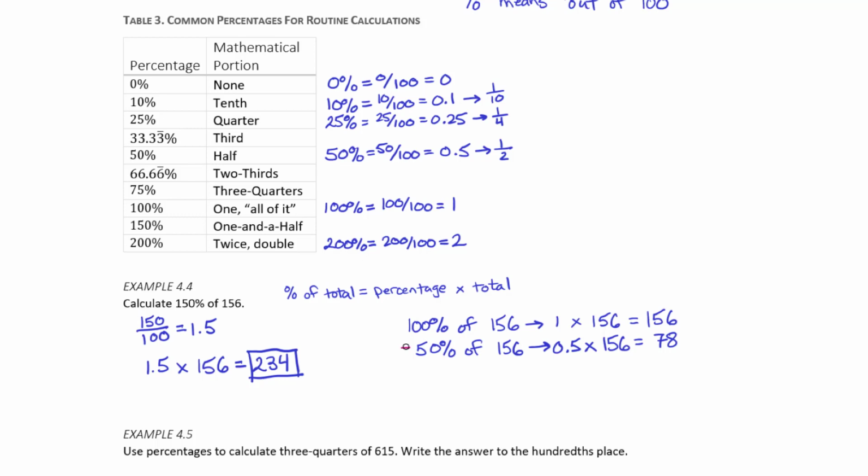And just as 100% plus 50% equals 150%, which is what we're looking for, 156 plus 78 equals 234, which is exactly what we got by just using 150% from the beginning. But you can take percentages apart like this and add up pieces of them. That is how they work.